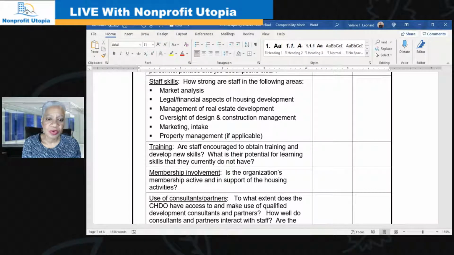And for those of you who are not in housing, what you might consider doing for this section is list those major areas that you expect your staff to be competent in. Does your staff have core competencies in the areas that you need them to have, so that you can serve your clients and communities, whether it be through social services, through education, through health and wellness, youth activities, etc.